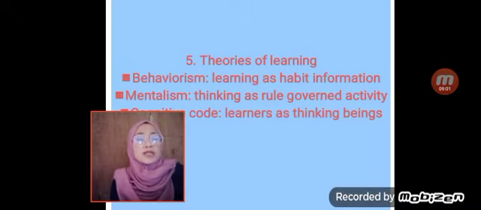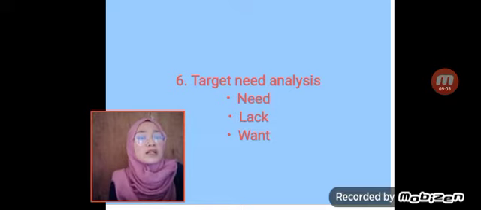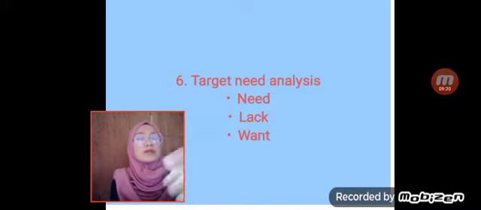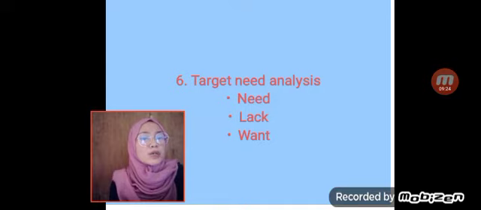And the sixth material is target needs analysis. Target needs analysis is a general term which hides a number of important differences. In other words, target needs analysis asks what a student needs to do in the target situation. First is necessity. Necessity is about what the learner must know in order to function effectively in the target situation. In other words, need also means a person's need to succeed in his or her effort.